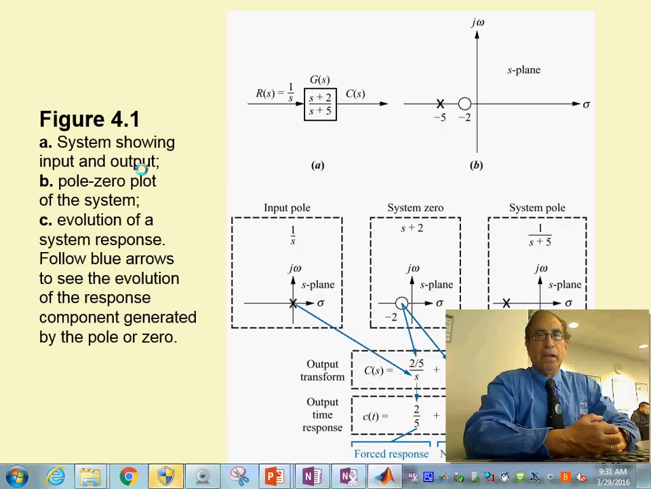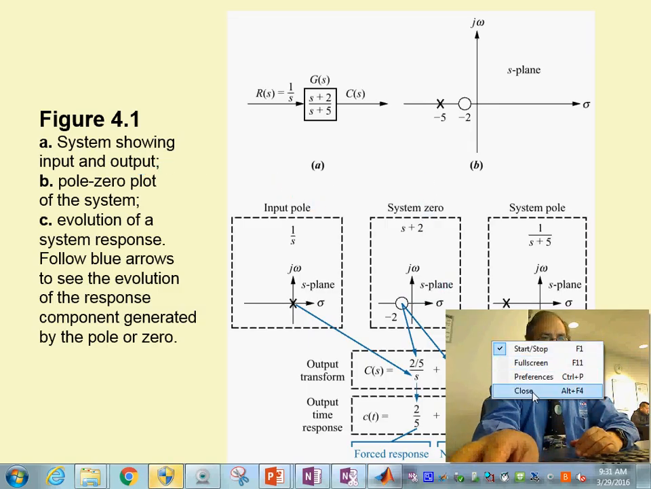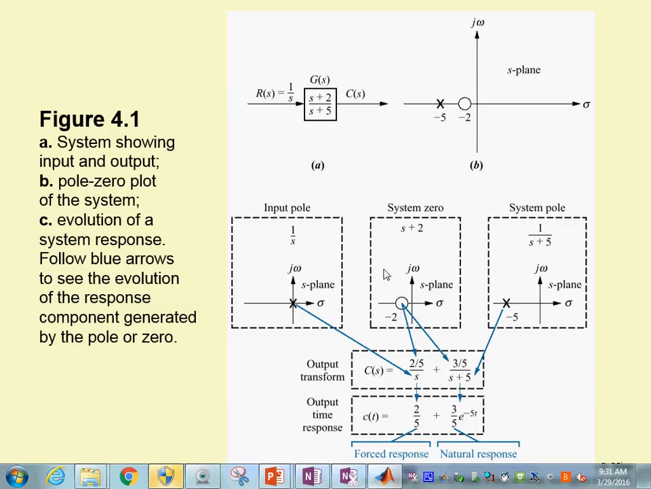On this screen, you see a transfer function and the location of the zeros and the poles of that transfer function. And what we're going to do is to study how that location influences the response of the system. Okay, so let's have a little bit more spacing here, so that we can discuss this in more detail. You see, here's the transfer function.